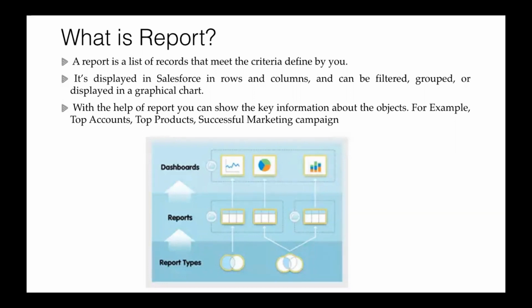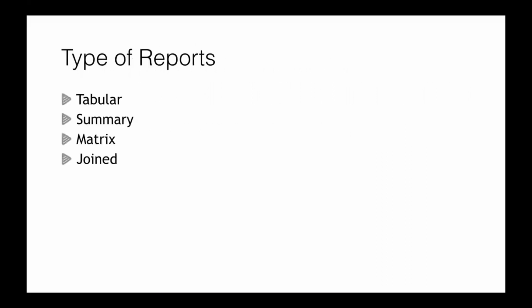So for that, we go with reports, and for reports we have different formats we can create. We have 4 types of reports. Tabular format basically gives you the information for a particular object in a table format, where you can select which particular columns you want to display to the users on a report and which you don't want to display.